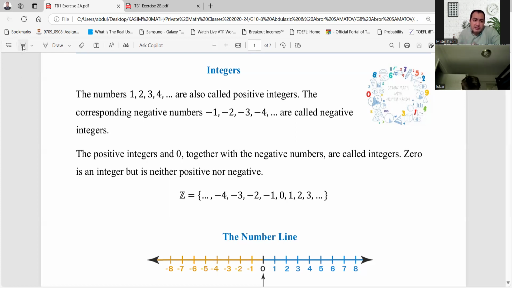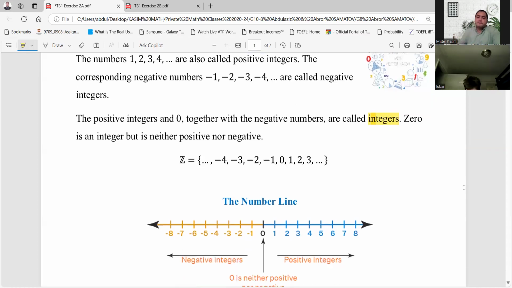So integer means a real number that doesn't have a decimal part or fraction part. All right, continue. 0 is an integer but is neither positive nor negative. So 0 doesn't have a sign. It's not positive, it's not negative. Okay, that's a neutral number.